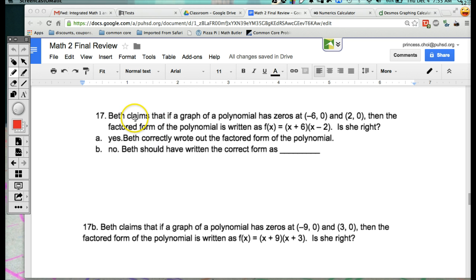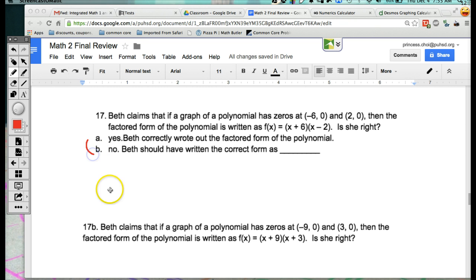So how are we supposed to show her what? Beth claims that if a graph of a polynomial has zeros at (-6, 0) and (2, 0), then the factored form of the polynomial is written as x plus 6 times x minus 2. Well, is she right? On the test, there's going to be 4 different options.